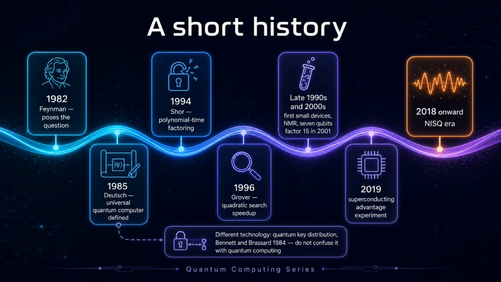The field has a clear lineage. 1982, Feynman poses the question. 1985, David Deutsch defines the universal quantum computer, turning that idea into a model as precise as the classical Turing machine, so that there is finally something to write algorithms for. 1994, Peter Shor gives a polynomial time factoring algorithm, and the field acquires urgency. 1996, Lov Grover gives the quadratic search speedup. Then the first small devices appear, using nuclear magnetic resonance. In 2001, a 7-qubit experiment factored the number 15, with the answer known in advance.